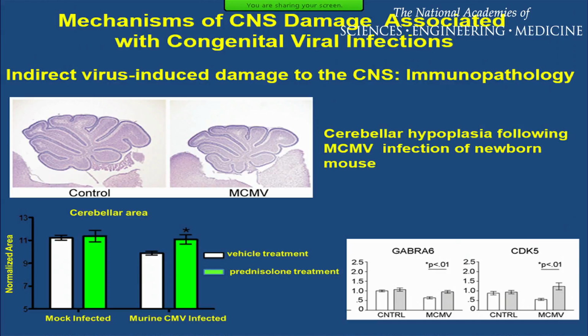And on the right-hand side, you can see that some of the genes in the cerebellums that are developmentally regulated are also normalized by treatment with these steroids, and those are shown in the shaded bars on the right sides of each one of the columns. So host inflammation probably plays a significant role in the damage we see in congenital infections.